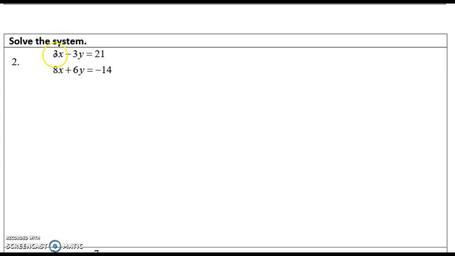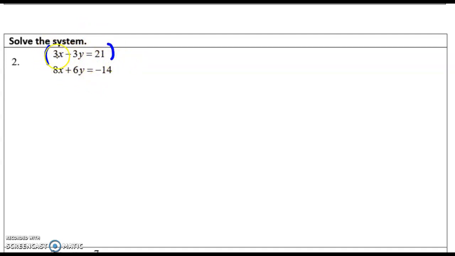What do 3 and 8 divide into? 24 is the lowest number that they divide into. It's the least common multiple. What do 3 and 6 both divide into? 6. So that one's easier. I would choose to get rid of my y's and get the same number in front of my y's because I already have a 6 here and they're different signs.